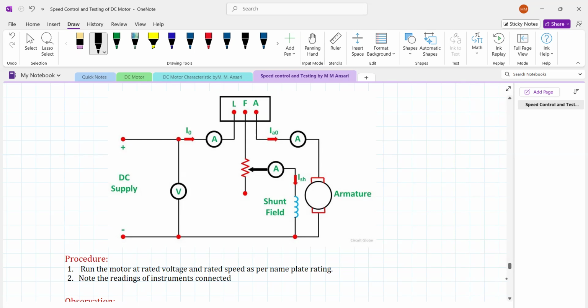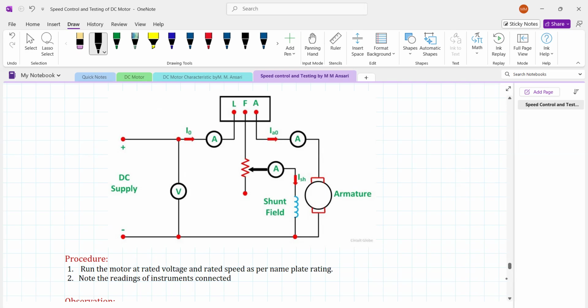for the DC shunt motor particularly, the speed is somewhat constant. Therefore, we consider the windage and frictional loss to be constant. So the constant losses are the iron loss, windage and frictional loss, and shunt field copper loss. These are the constant losses for the DC shunt motor, whereas the armature copper loss is the variable loss because it depends upon the load condition.